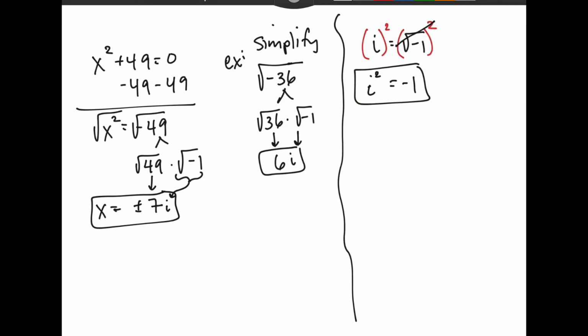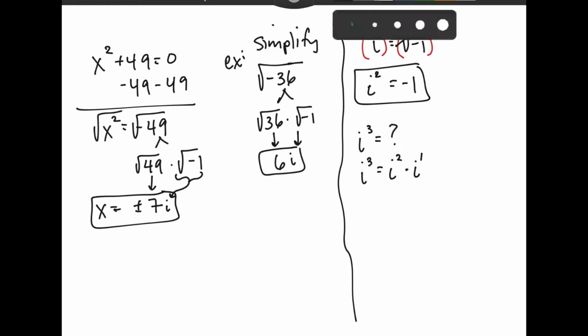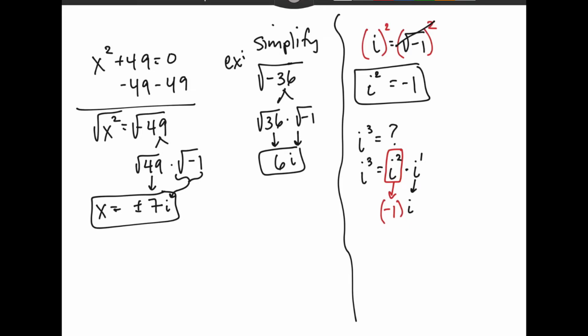Now, what about if I did i to the third power? Using the properties of exponents, i cubed is the same thing as i squared times i to the first power. We said that this right here is negative 1 from above, and this right here is just i. So that means i cubed is going to be negative i if I multiply these two together.